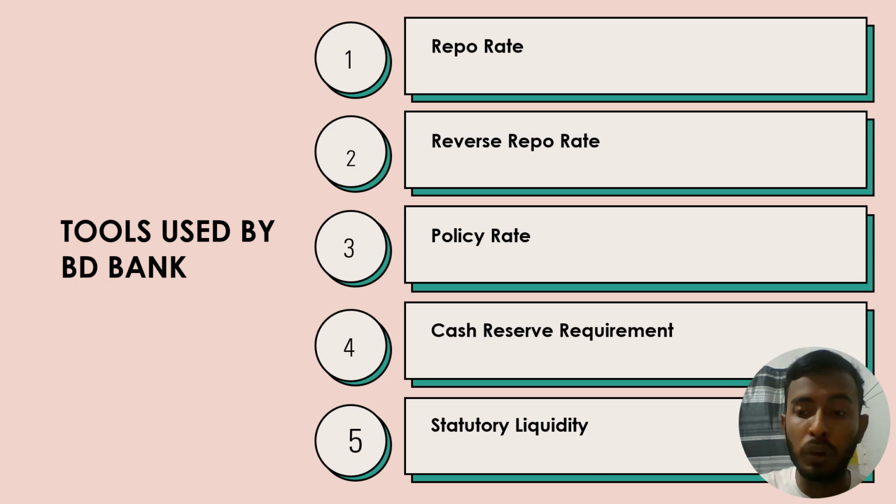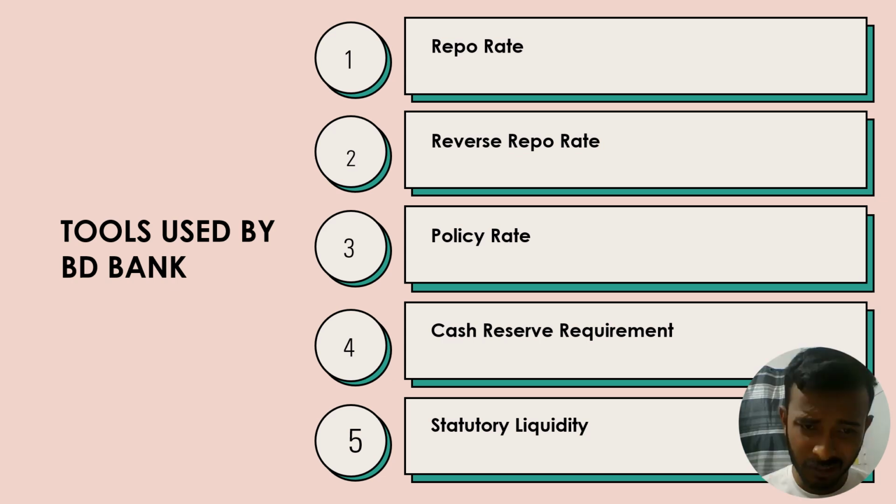The third is the policy rate. The policy rate is a general term for the main interest rate set by Bangladesh Bank. The repo is the main one. It guides all other interest rates in the economy, like deposit rate and loan rate. The fourth is the cash reserve requirement, or CRR. Banks must keep a fixed percentage of deposits as cash with Bangladesh Bank. For example, if the CRR is 4%, for every 100 taka deposit, the bank must keep 4 taka in Bangladesh Bank.